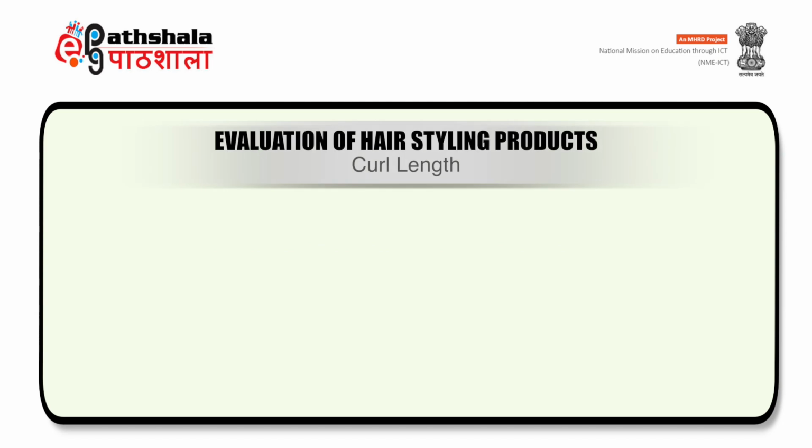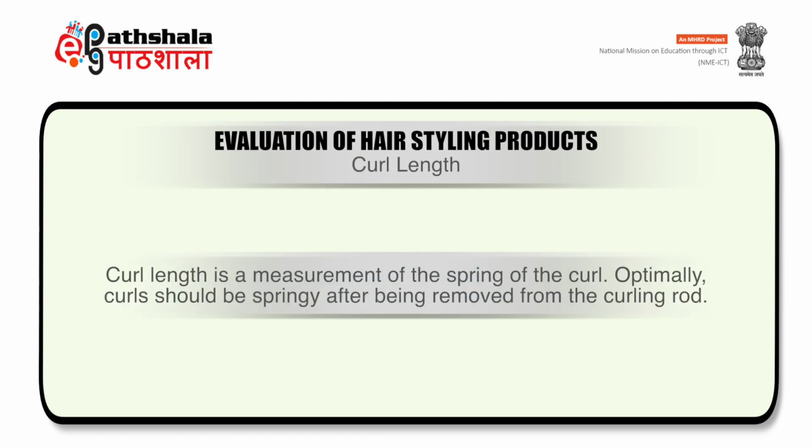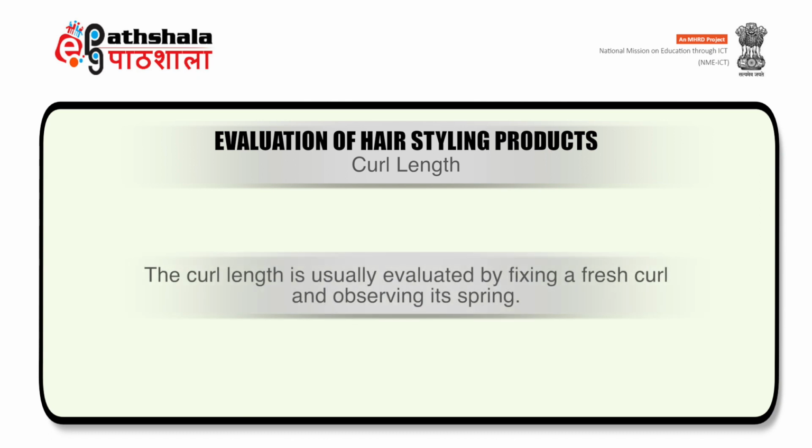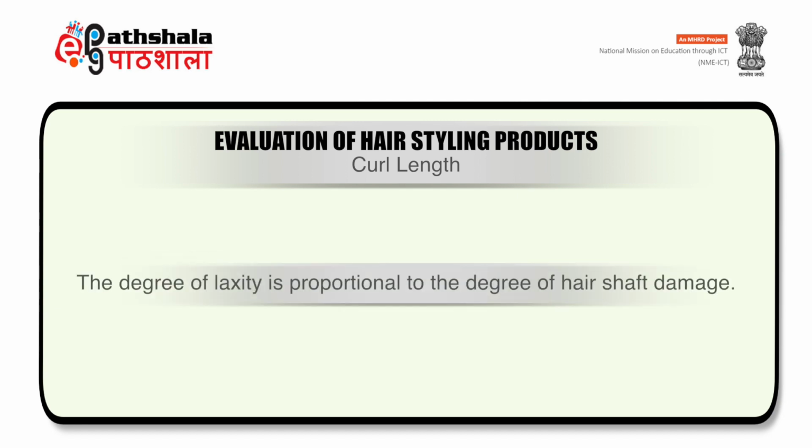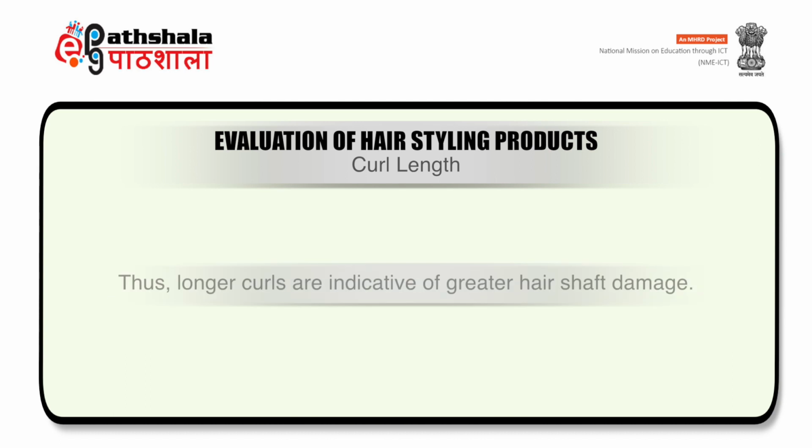Next, curl length. Curl length is a measure of the springiness of the curl. Optimally, the curl should be springy after being removed from the curling rod. The curl length is usually evaluated by fixing a fresh curl and observing its spring. The degree of laxity is proportional to the degree of the hair shaft damage. Thus, longer curls are indicative of greater hair shaft damage.